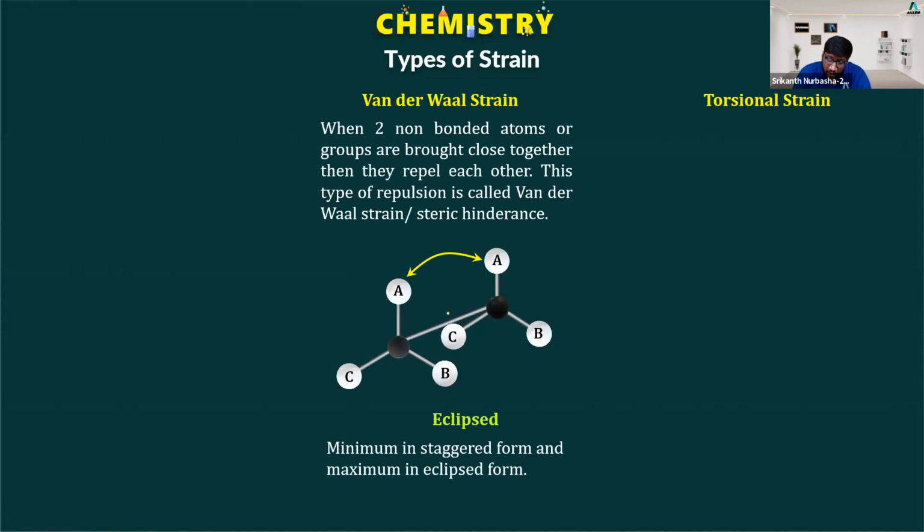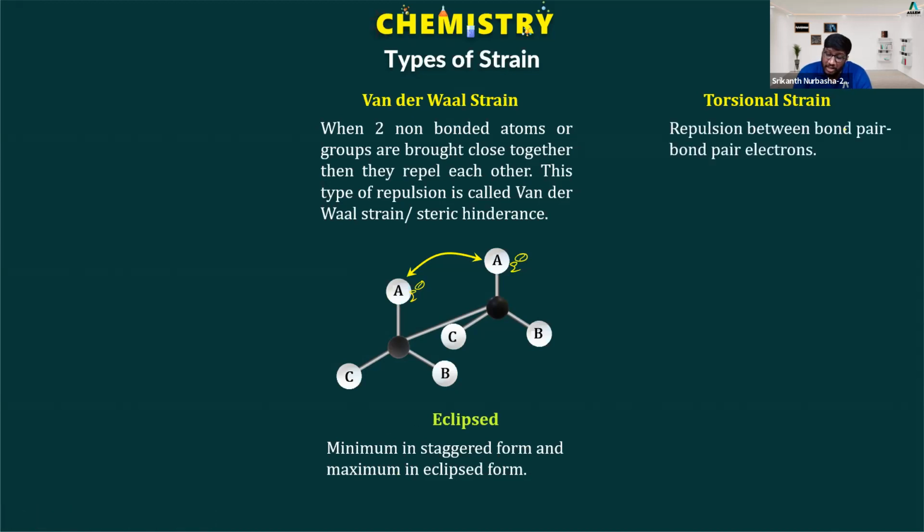Okay, so whenever you have two non-bonded atoms, like this is an A atom which is connected to carbon, and this is another A atom which is connected to carbon. These two atoms are close. Here in the A atom we have electrons, here in the A atom also electrons. Because of that we have repulsion, because those atoms are close. So it is minimum in the staggered form and maximum in the eclipsed form.